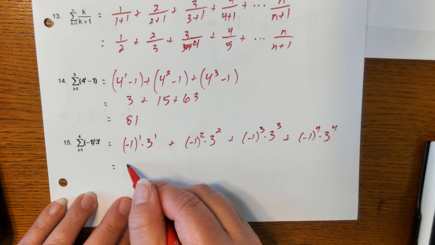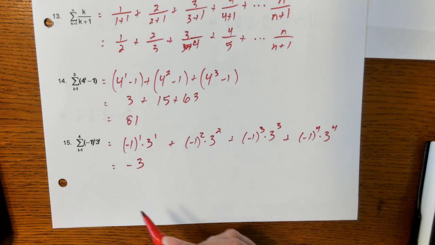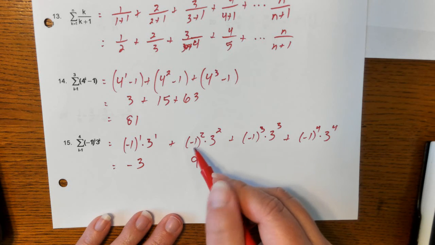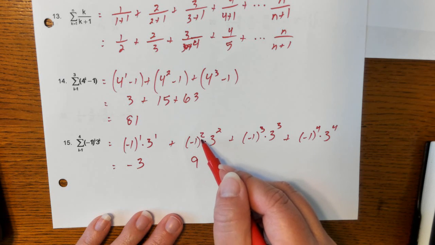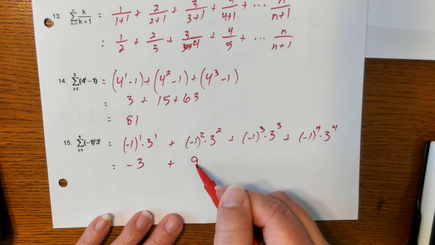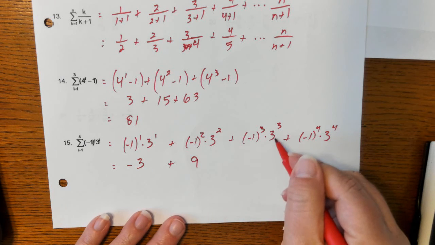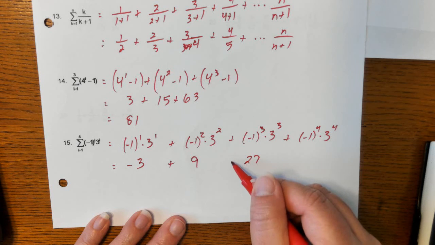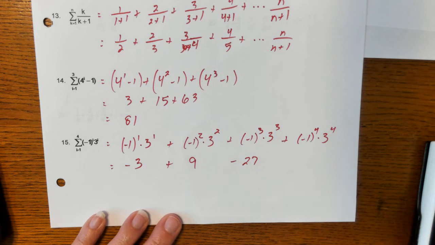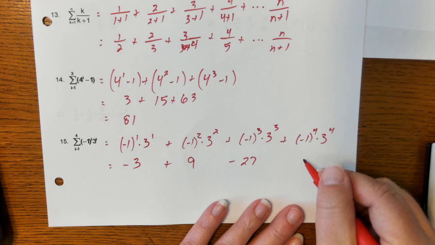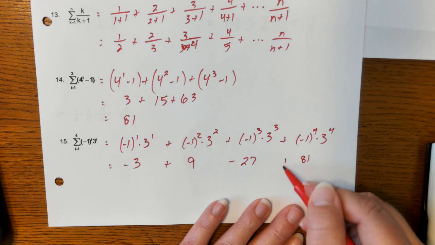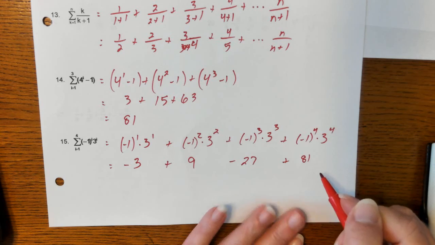-1 to the 1 is going to be negative, times 3 will be -3. Okay. 3 squared is 9. -1 squared in front of it will be positive, so the second term will be a positive 9. 3 to the third is 27. -1 to the third is negative, so this term will be a -27. 3 to the fourth is 81. -1 to the fourth will be +1, so that fourth term is going to be a positive 81.